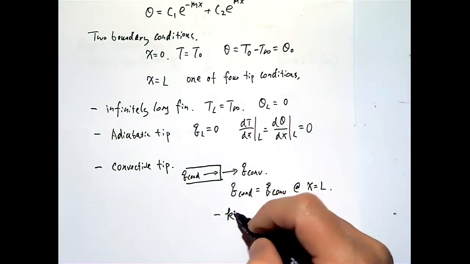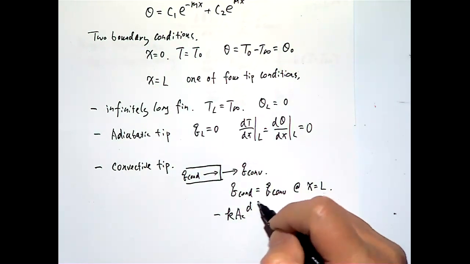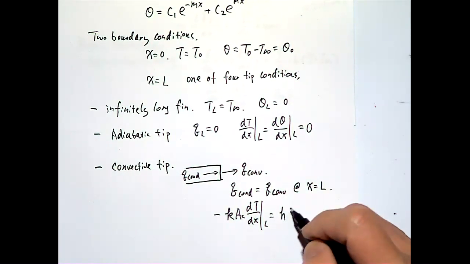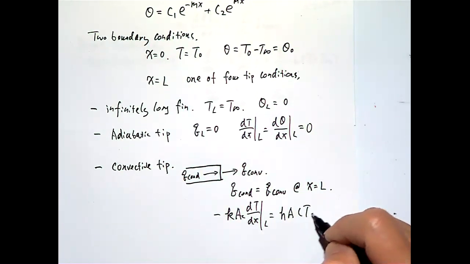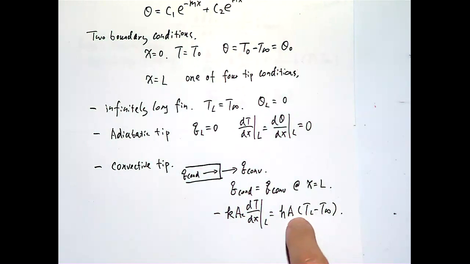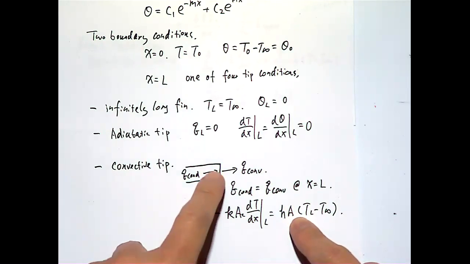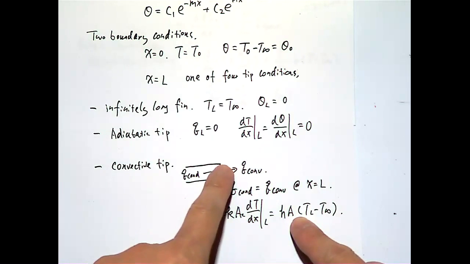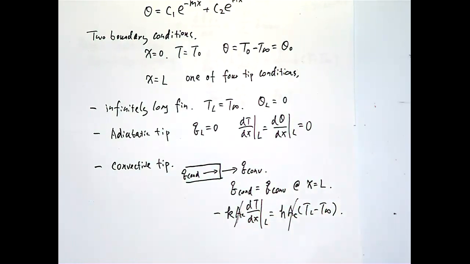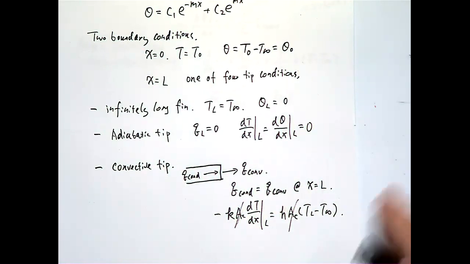You have minus k Ac dT/dx at x equals L, equals h A (TL minus T infinity). The area for this convection heat transfer is actually this tip surface, which is the cross-section area of this tip. So in this case, that's also Ac. So basically, you can cancel that too, and you can get the temperature gradient at the tip as one of your boundary conditions there.